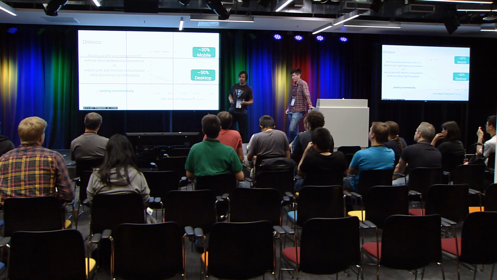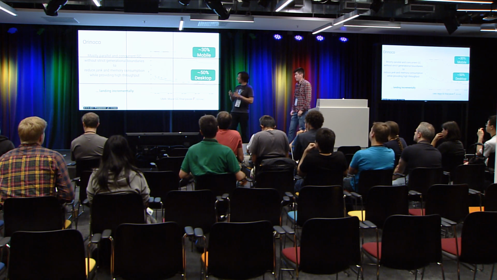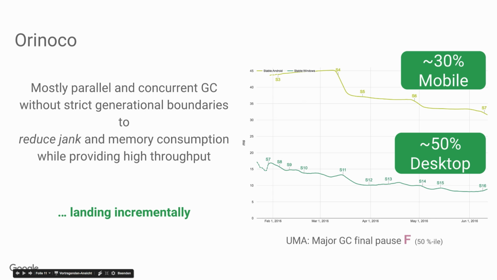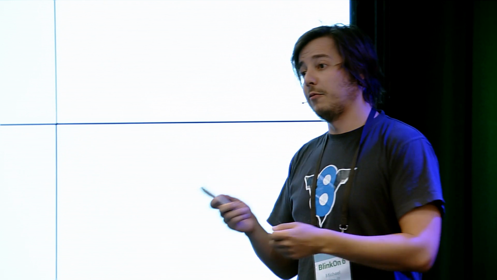So what have we been optimizing for? Basically, I want to show you two optimizations. One that fits directly into the final pause time, and one that is related to marking. So for the final pause time, most of the stuff you do is in evacuation. So you copy objects within the young generation. You move objects from new to old generation. You copy objects within the old generation for compaction, which you need when pages are fragmented.